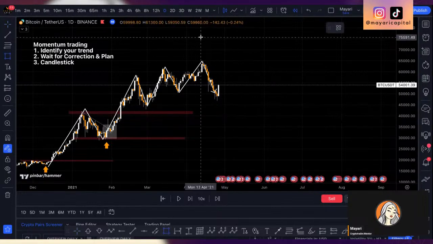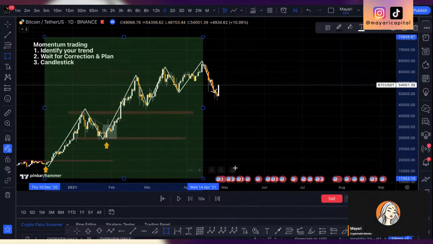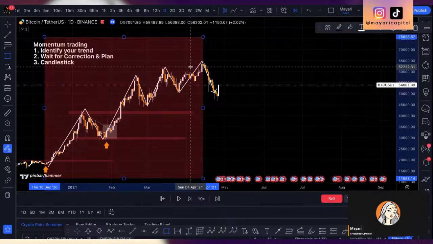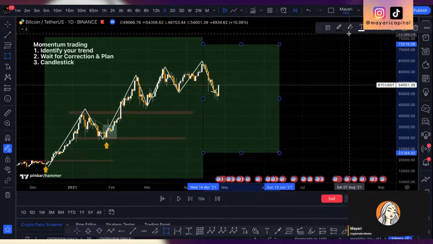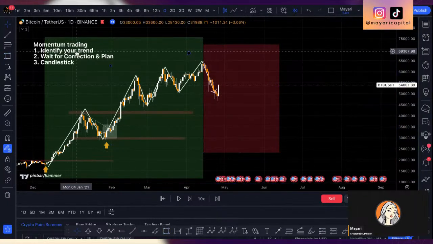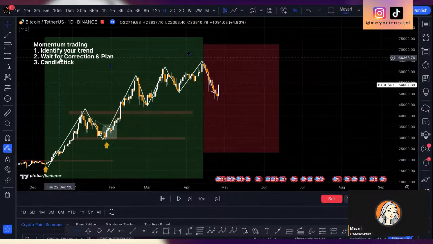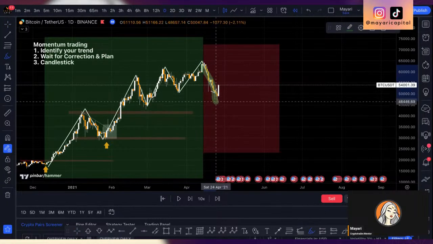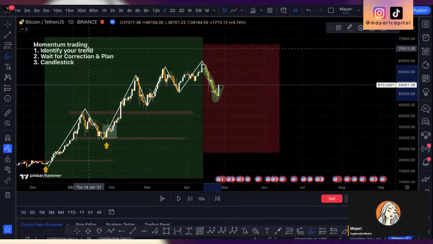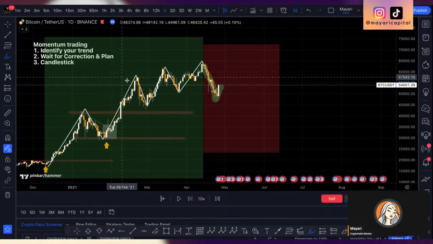That right there, remember, shift of cycle. So if this one was uptrend, right here we just activated our downtrend. So with that one said, remember your list of right here. Identify your trend, bearish. Wait for the correction and plan. This is your impulse to the downside. Currently, you're getting the bounce, possible correction now. So plan, plan. That's it. You wait, you plan, you hunt, and then candlestick.